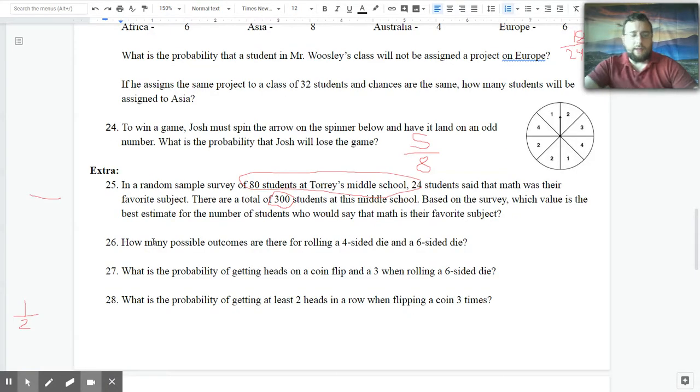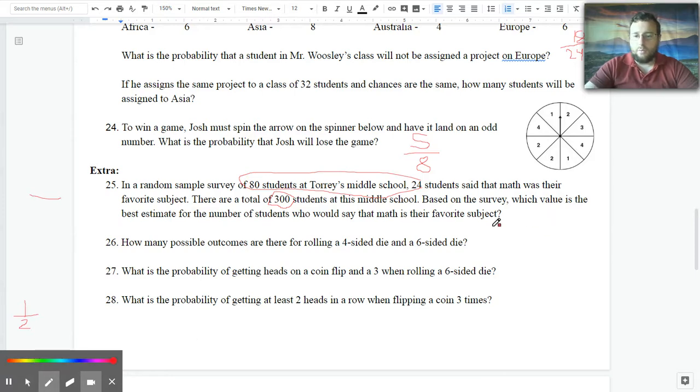All right. Now, how many possible outcomes are there for rolling a 4-sided die and a 6-sided die? Right? So you can do a list, you can do a tree. I'm going to do a tree here to show you what it looks like. I can get a 1 on the first die, right? And then I could have 6 different numbers on the other die. 1, 2, 3, 4, 5, 6.